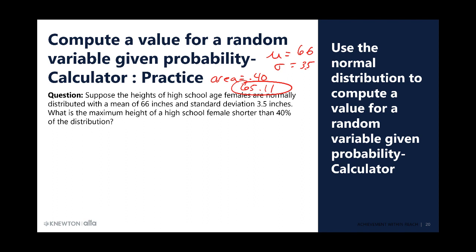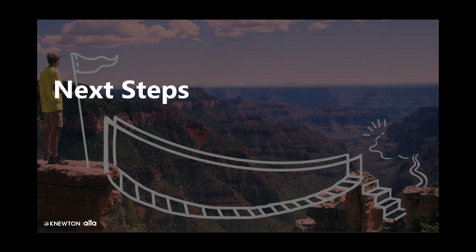All right, so this is basically how we use the calculator to help us find probabilities, and then how we do the inverse process and find the x value whenever we know the probabilities.